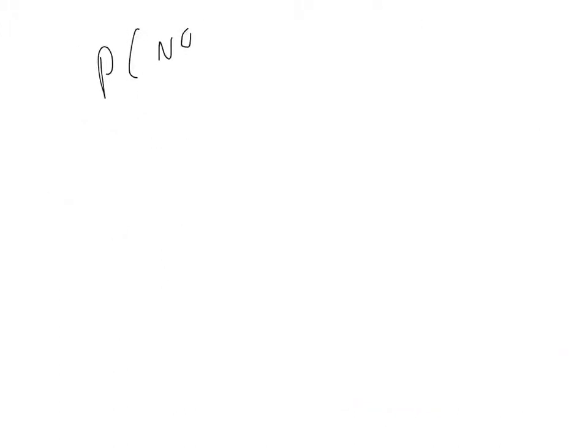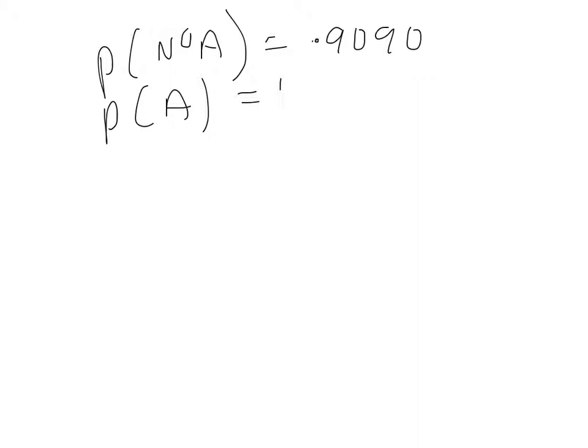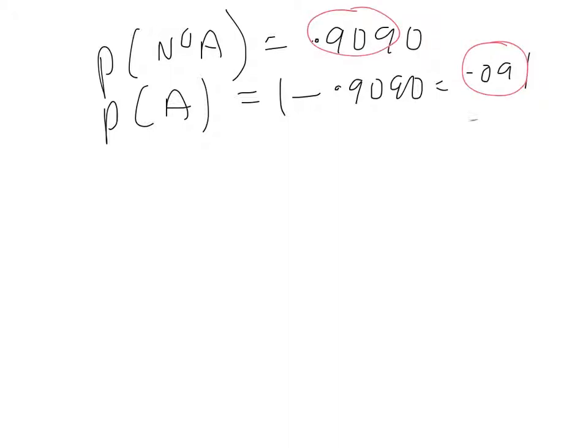P no accident is equal to 0.9090. So the probability of an accident is going to be 1 minus 0.9090, and that's going to equal 0.091. Okay, so just know that that plus that, of course, will equal 1. So have we got the answer that we desire? To confirm that is to actually do the substitution and find out whether the equation does in fact equal 0.